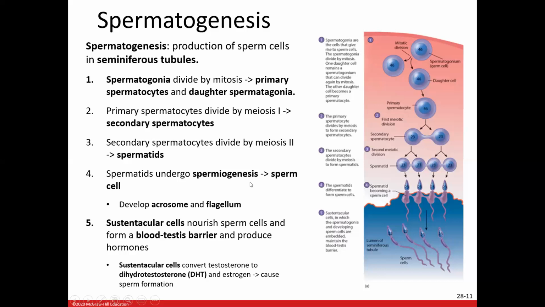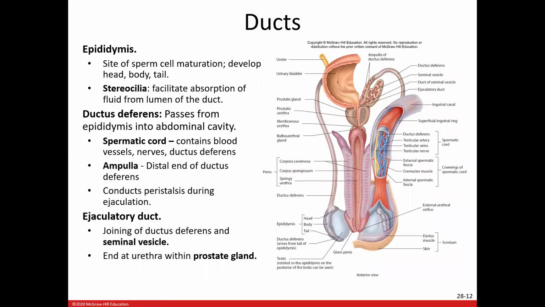So once we have that sperm cell and it's developed with the head and midpiece and flagellum and everything, you then have your sustentacular cells provide nourishment for those sperm, as well as produce that blood-testis barrier. Your sustentacular cells also convert that testosterone, that primary sex hormone, to dihydrotestosterone and estrogen. And ultimately, that's going to lead to the formation of more sperm cells. So it provides a positive feedback for that. Okay, so moving away from the testes, now we are into the ducts, which is the pathway for your sperm and other fluids.